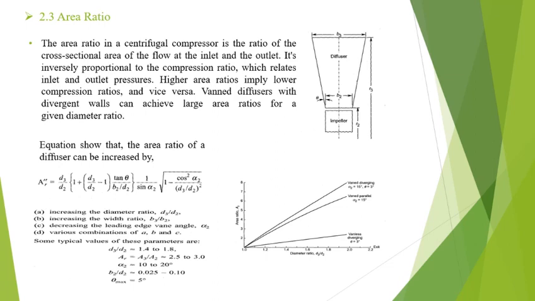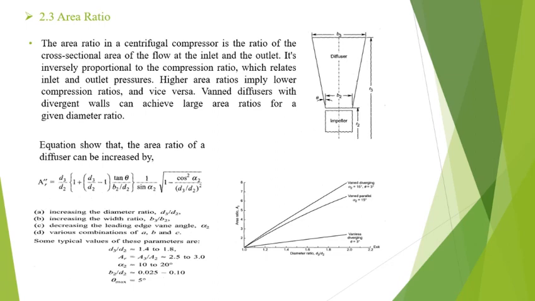Equations show that the area ratio of a diffuser can be increased. AR is equal to D3 divided by D2, bracket 1 plus bracket D3 by D2 minus 1 bracket close, tan theta divided by B2 by D2 bracket close, 1 by sine alpha 2 under root 1 minus cos square alpha 2 divided by D3 by D2 bracket close, raised to square. Increase in the diameter ratio D3 by D2, increase in the width ratio B3 by B2, decrease in leading edge bend angle alpha 2, or various combinations of A, B and C.